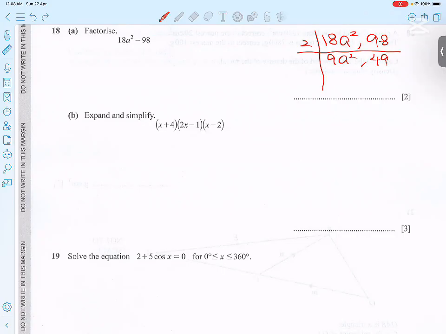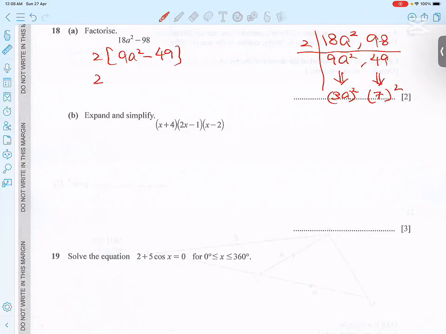No, we can't divide further. And this is a square of what number? 3a whole square. This is a square of what number? 7 whole square. So step number 1, I will take, students, 2 common. 9a to power 2 left, and a negative sign in the middle, and 49 left behind.